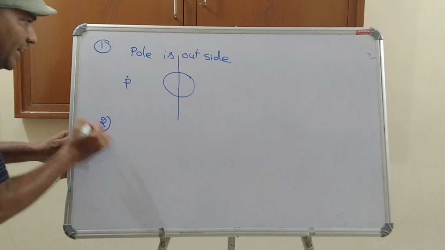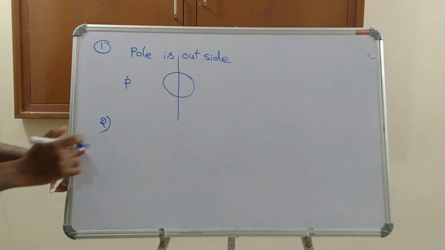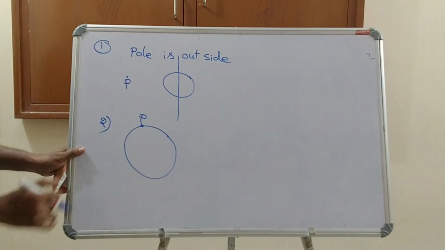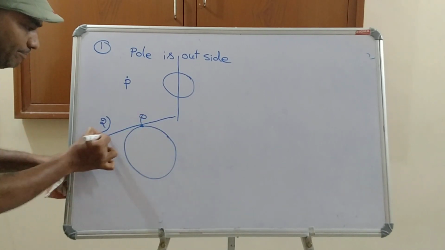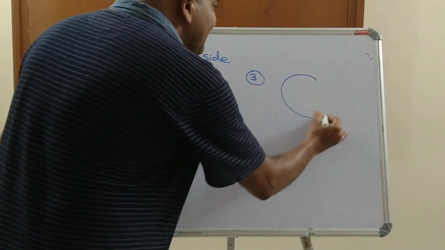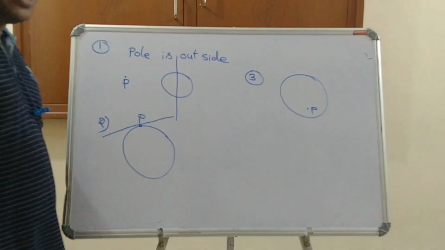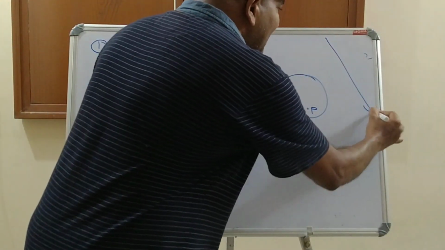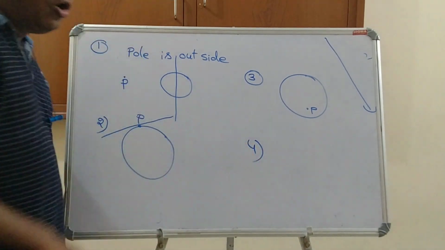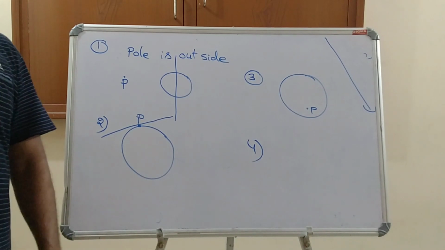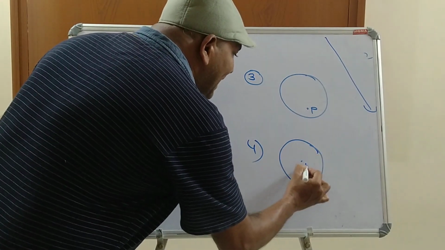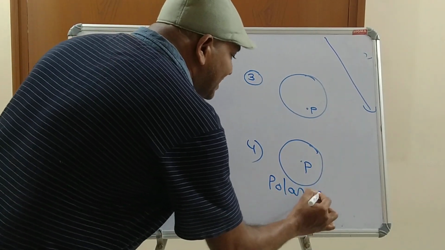Second point, if the pole is on the circle, the polar coincides with the tangent. Third one, if the pole is inside the circle, the polar lies outside the circle. Fourth point, if the pole is the center, then the polar does not exist.